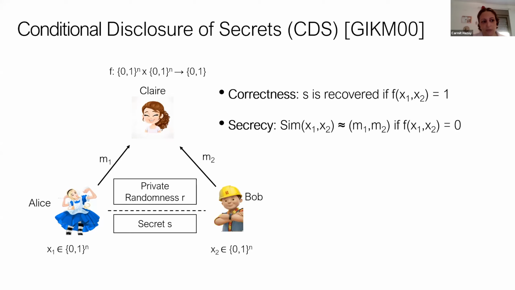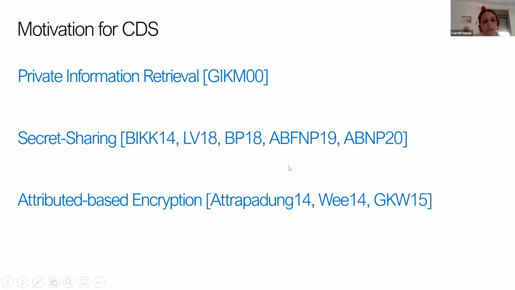or satisfies some condition on the inputs x1 and x2. CDS is defined by two encoding algorithms, one for Alice and one for Bob, that respectively compute the messages M1 and M2, and a decoding algorithm for Claire that extracts the secret. Note that the original definition of CDS does not maintain privacy. CDS was introduced in the context of private information retrieval, and has also found applications in secret sharing and the attribute-based encryption domain.